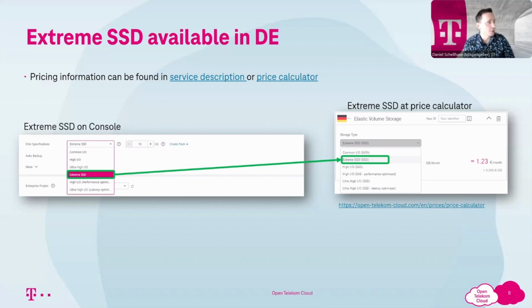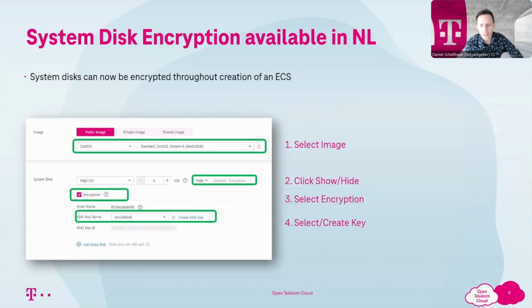So please feel free to use this for the high IOPS load. And now I would like to get into the system disk encryption, which we have now released even in the NL region. So we have updated the functionality in all our regions, including our Swiss OTC and CH region, which is a community cloud, as you might know. And so now you can even do the system disk encryption inside the ECS using the NL region.